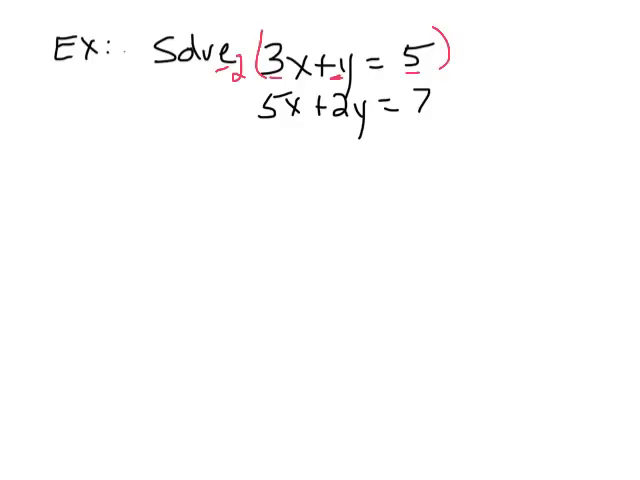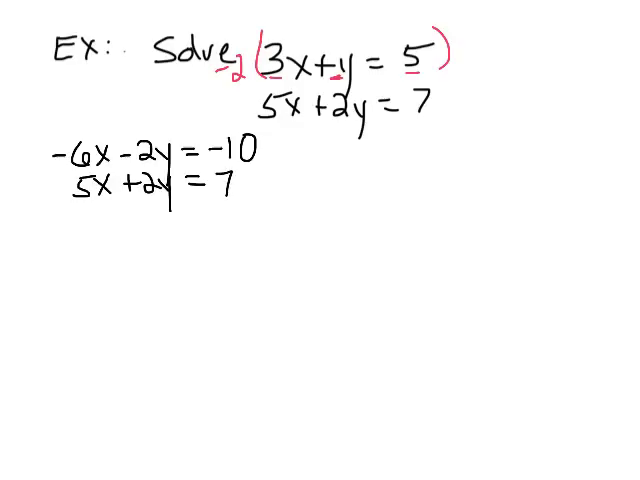So here's my new system of equations. Now that first equation turns into negative 6x minus 2y is equal to negative 10. I multiplied every single term by negative 2. My second equation is unchanged. It's still 5x plus 2y is equal to 7. I add those two together and I get negative 1x, and my y's are going to add to 0, so I don't even have to show them. That's equal to negative 3. Therefore, x is equal to 3.